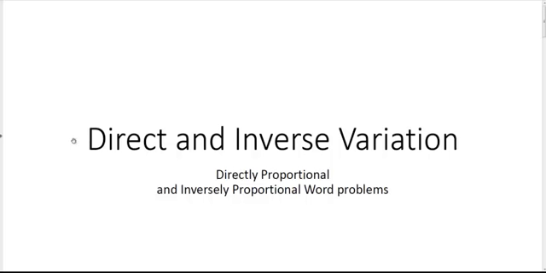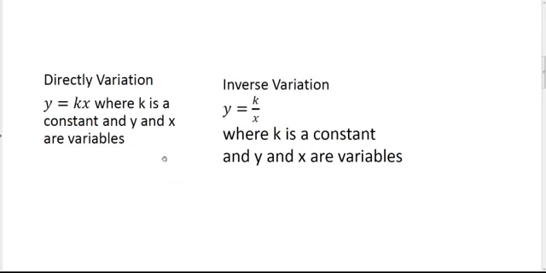Today, guys, we're going to look at direct and inverse variation. You may also see it as directly proportional and inversely proportional word problems. Whenever we look at direct and inverse variations, we tend to have word problems because it's very useful in our everyday life. And we'll start out looking at the two equations.